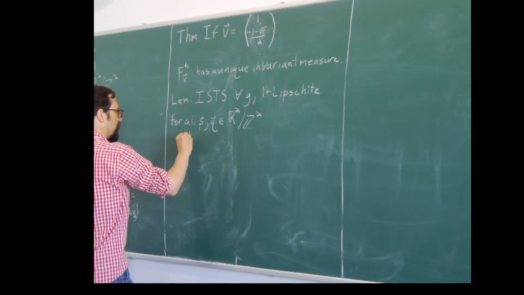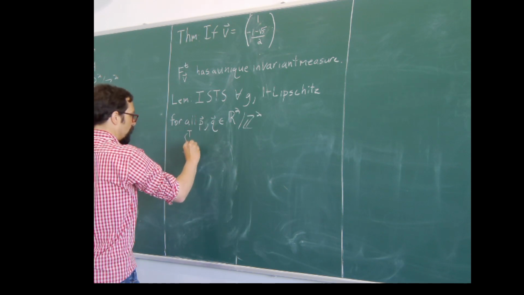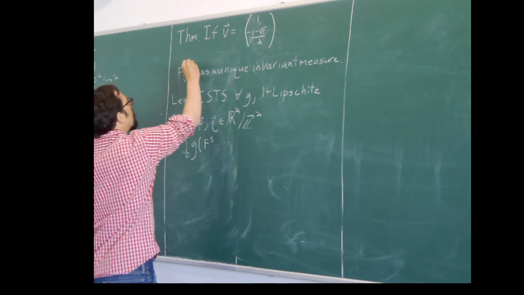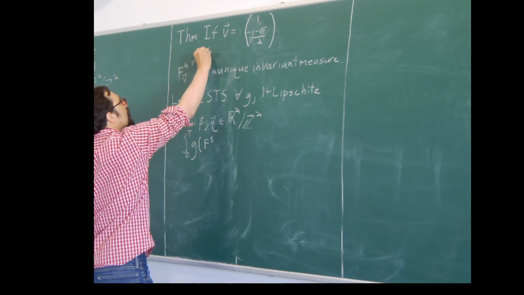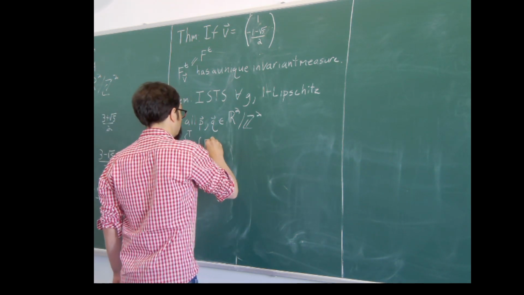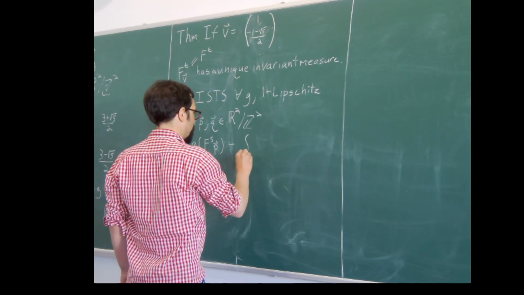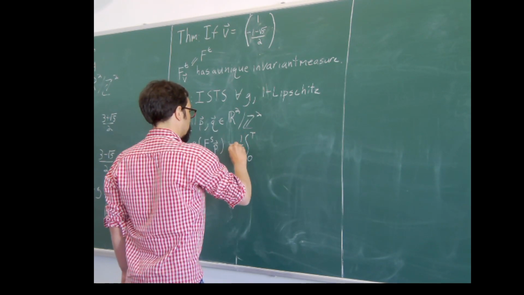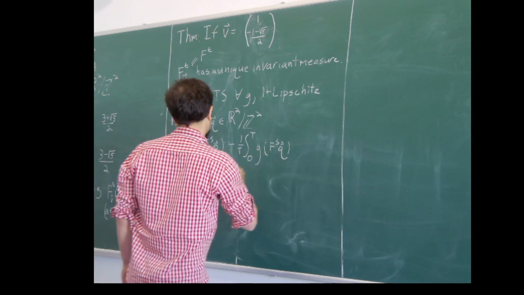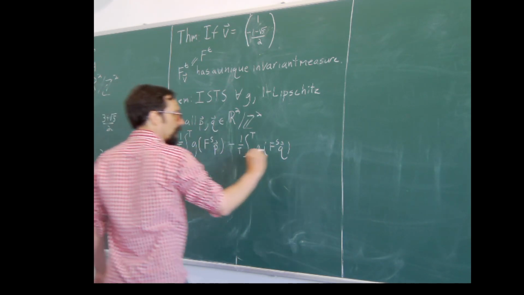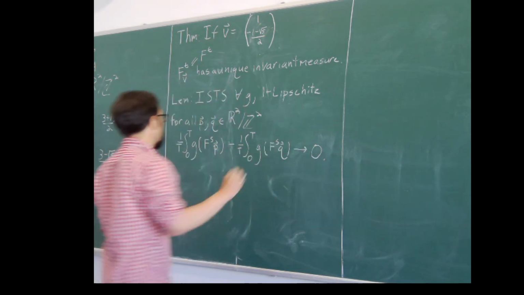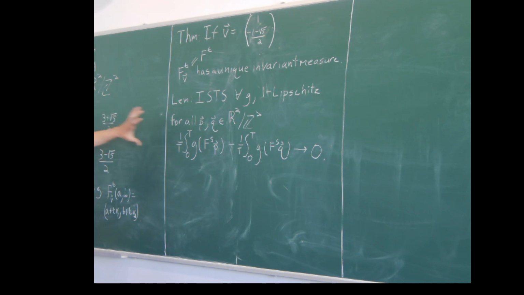The integral from 0 to t of g of f to the s of p, I'm going to drop my v's just for convenience, so I don't want to be writing v all the time, minus the integral from 0 to t of g of f to the s of q goes to 0. We proved this last time.